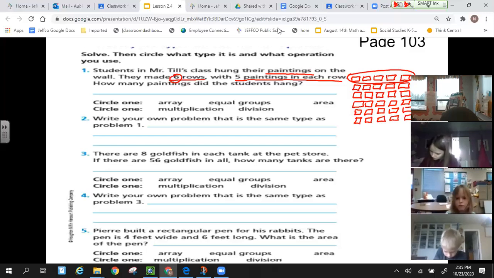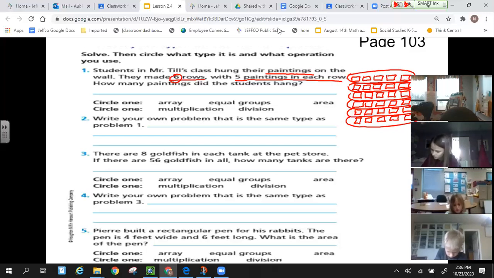How many rows do I have, Serene? Sawyer, I need your buddy over this way. 6. That's 6. 1, 2, 3. You're drawing this with me. 4, 5 rows. That's 6 rows.